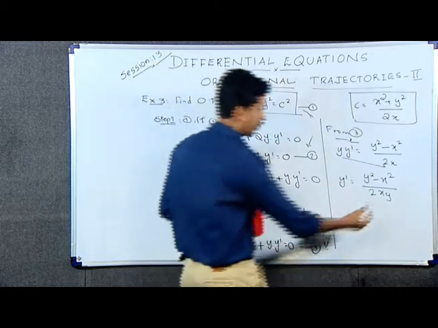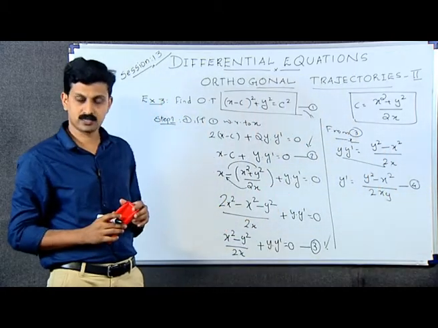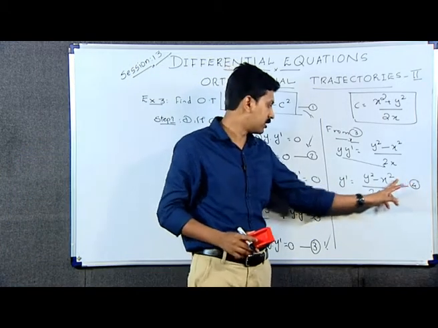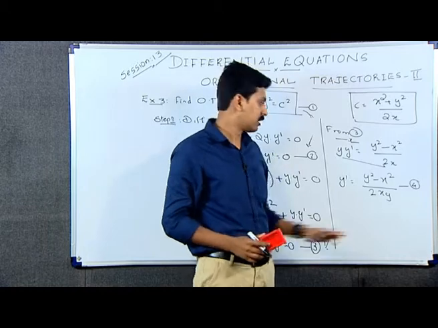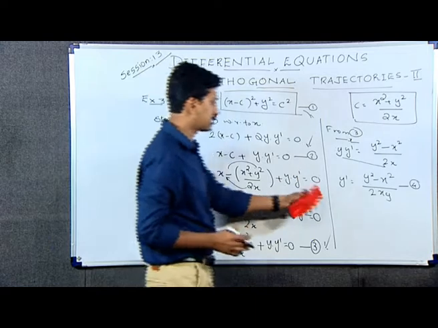And I would like to take, instead of 3, 4 as the differential equation. So y dash is equal to (y square minus x square) divided by 2xy. Now our step 2 is over. Now we will move to the next step.